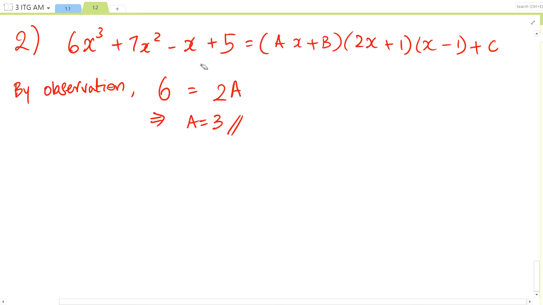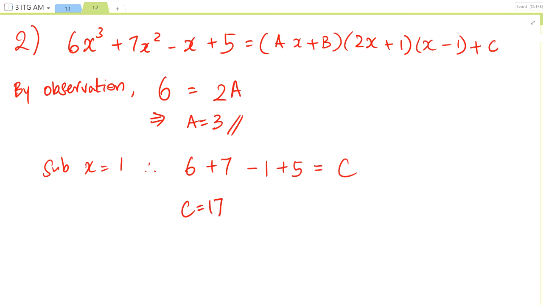Okay, so early on you were saying that you want to let x be equals to 1 to find the value of C. Okay, so let's do that. Sub x equals to 1. So 6 plus 7 minus 1 plus 5 equals to C. 13, 12, 17. C equals to 17. Is it correct? Okay, I'm not checking the answers. Okay, next, what do we want to find out? B is left, isn't it? Okay, how should we find B?